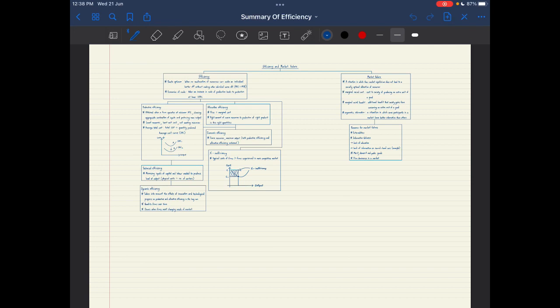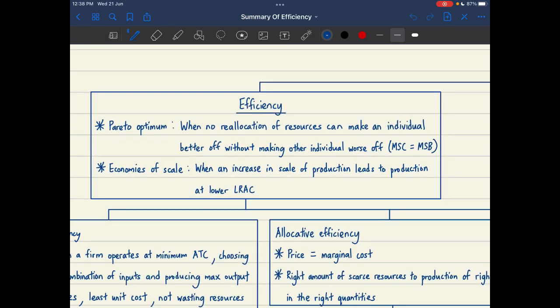So this is the second chapter in the A2 economics syllabus. So let's dive right into it. First of all, we'll start off with efficiency. With efficiency, we have two important phrases, which are Pareto optimum and economies of scale.